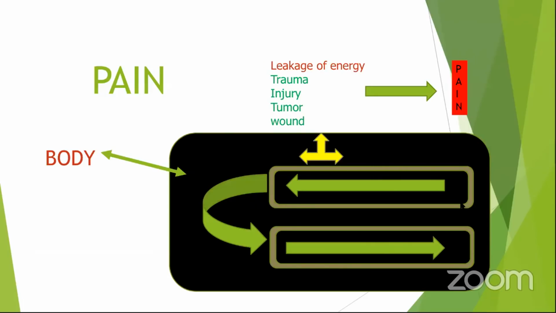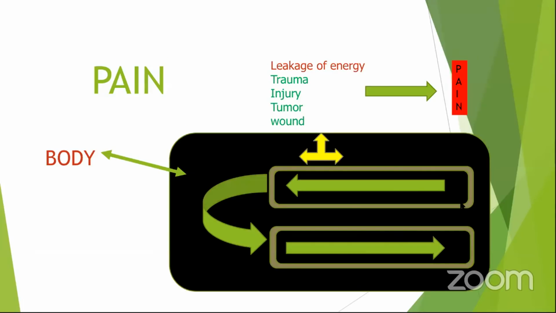We have a field. The body is a plasma field. It's different fields. Every single organ, every single part of your body has a different field of energy, and that energy flows through your body constantly. So when you interrupt that field with a trauma, with an injury, with a tumor, with a wound, you interrupt that flow, and that's what causes the pain.